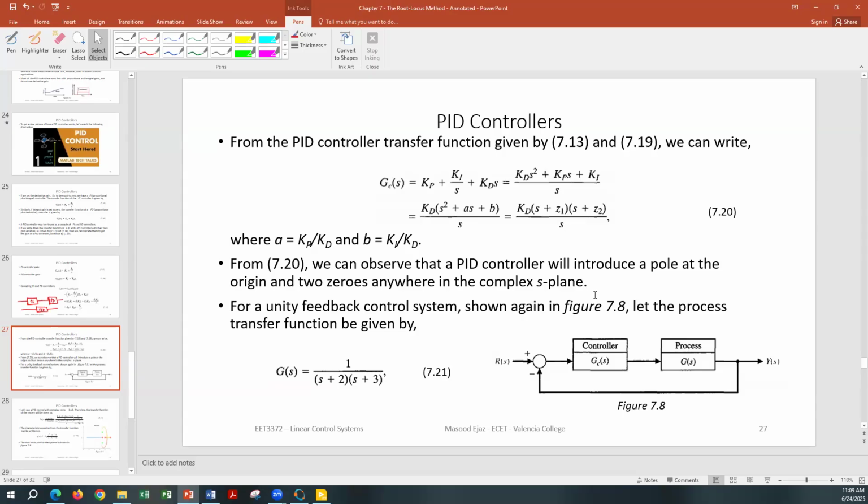For a unity feedback control system shown in this figure, let the process transfer function be this. So from this, what do you suggest about the stability of a PID controller? What type of stability does it behave with? It's a marginally stable system because you have one pole at s equal to 0.